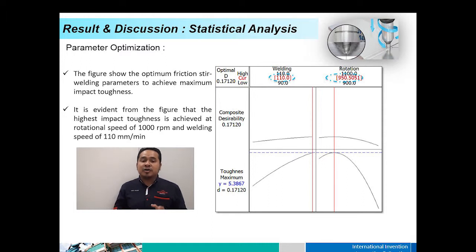The figure shows the optimum friction welding parameters to achieve the maximum impact toughness. It is evident from the figure that the higher impact toughness is achieved at the rotational speed of 1000 rpm and the welding speed of 110 mm per minute.